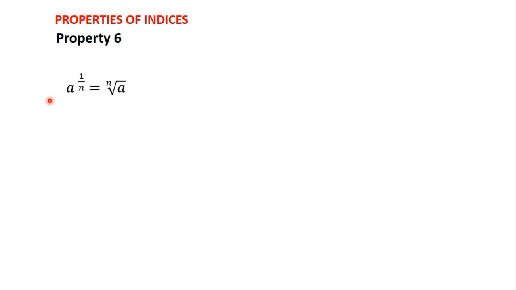Let's consider the sixth and final property. It says that if you have a exponent 1 over n, it is equal to the nth root of a. So a exponent 1 over n is equal to the nth root of a.